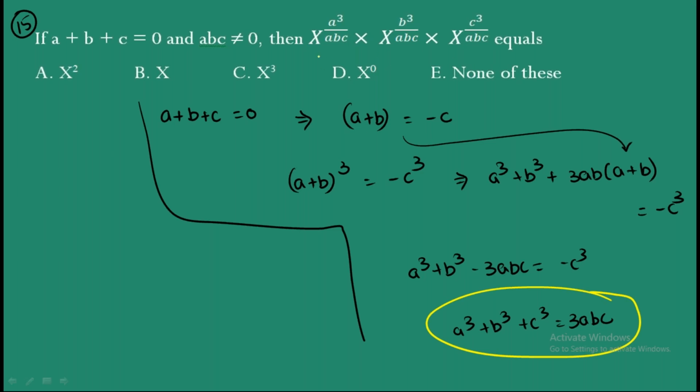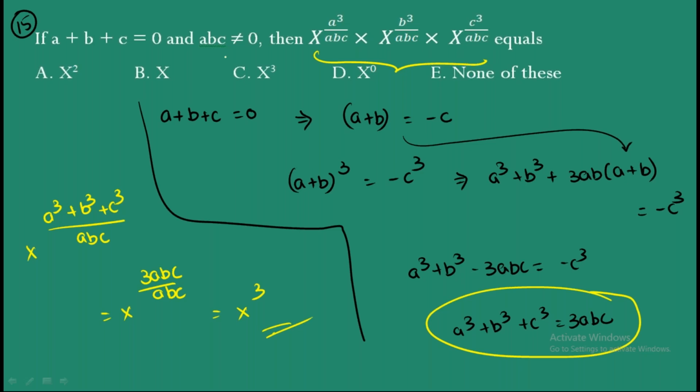This is the resultant. When A plus B plus C is 0, we came to know A cube plus B cube plus C cube is nothing but equal to 3ABC. Now, as per the question, if we just solve, we got x power A cube plus B cube plus C cube, because A power m, A power n, A power p is A power m plus n plus p. Now that power numerator is 3abc, denominator is abc, so we got x cube. It's option C, my dear friends. You should know one important property: if a plus b plus c is 0, we can say a cube plus b cube plus c cube is nothing but 3abc. Got it?